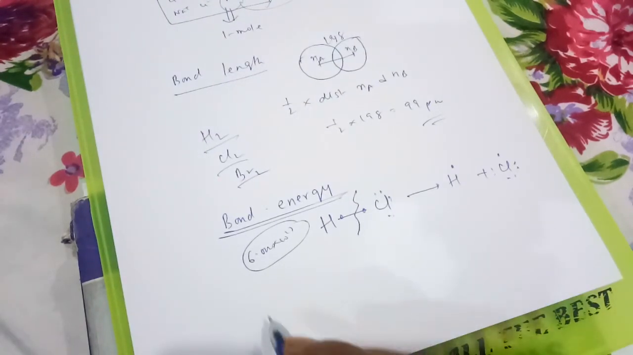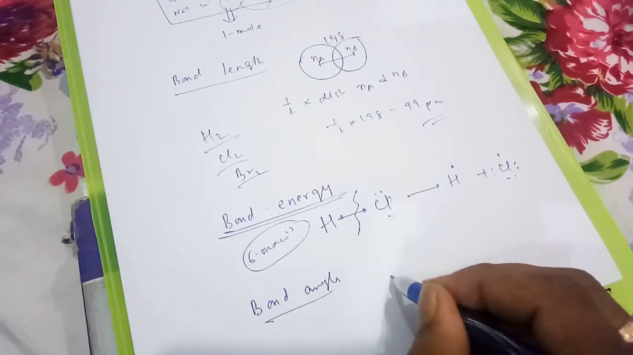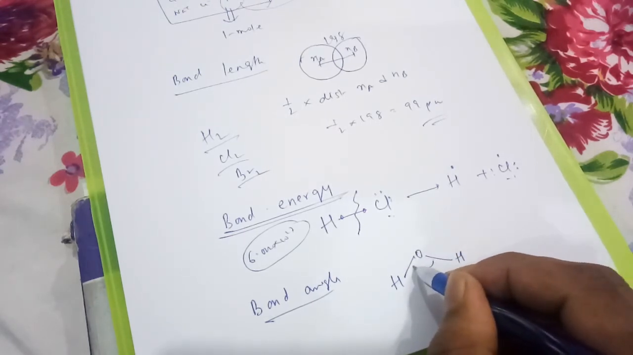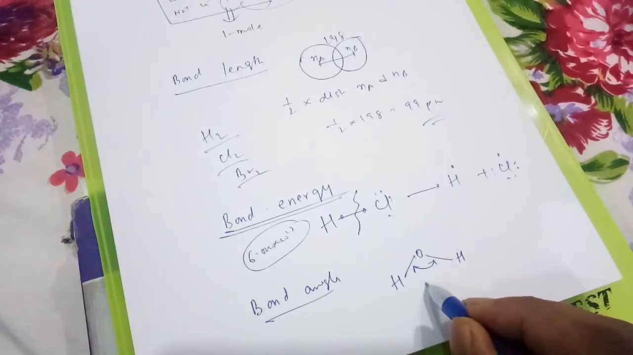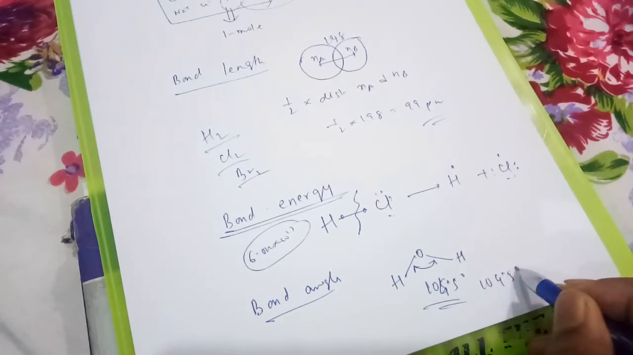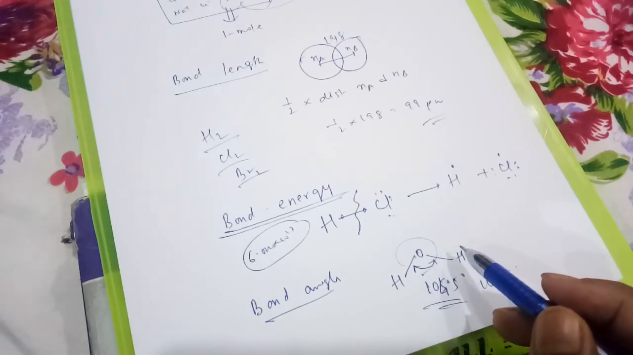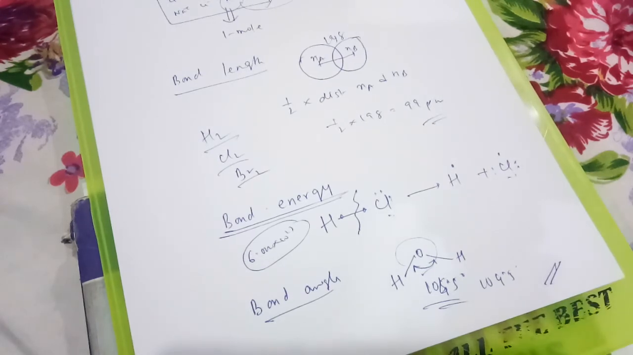Then another one is bond angle. Bond angle is the angle between two same bonds. In water it is 104.5 degree. You cannot take the higher one; always take the minimum one as the bond angle. So these are some terms that I have discussed today, and the rest of the things will continue in the next class.